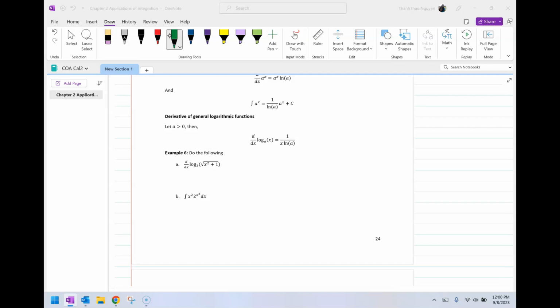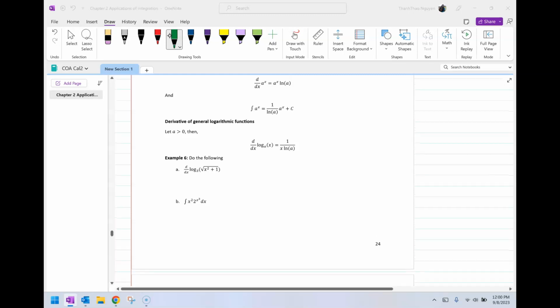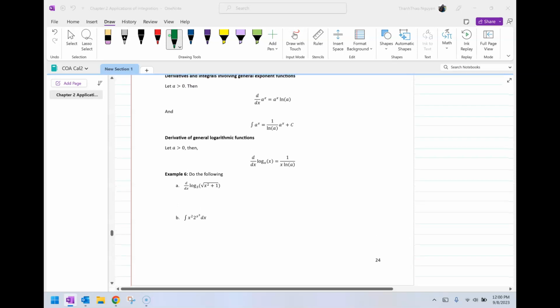So let's go ahead and do the following. We want to take the derivative of log base 3 of the square root of x squared plus 1. So the derivative of the log is equal to 1 over the square root of x squared plus 1 times ln of the base, that is 3.